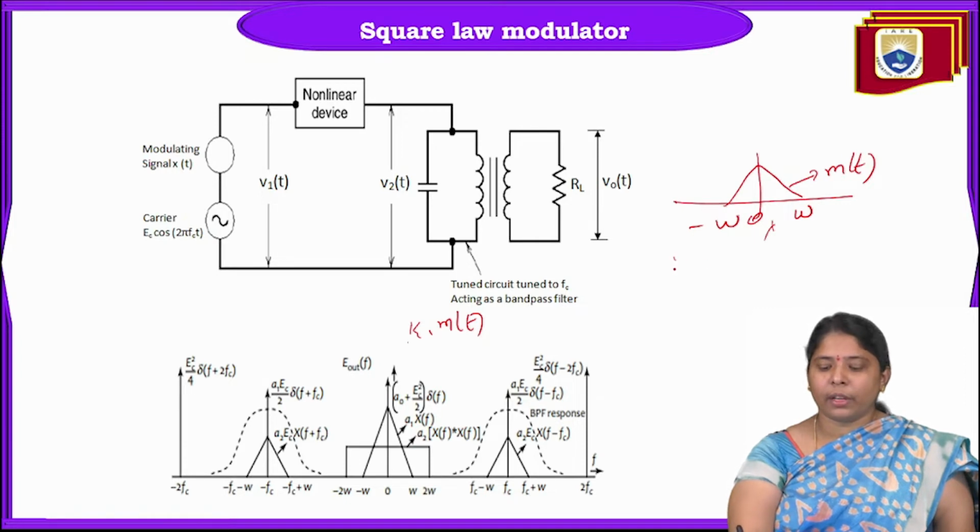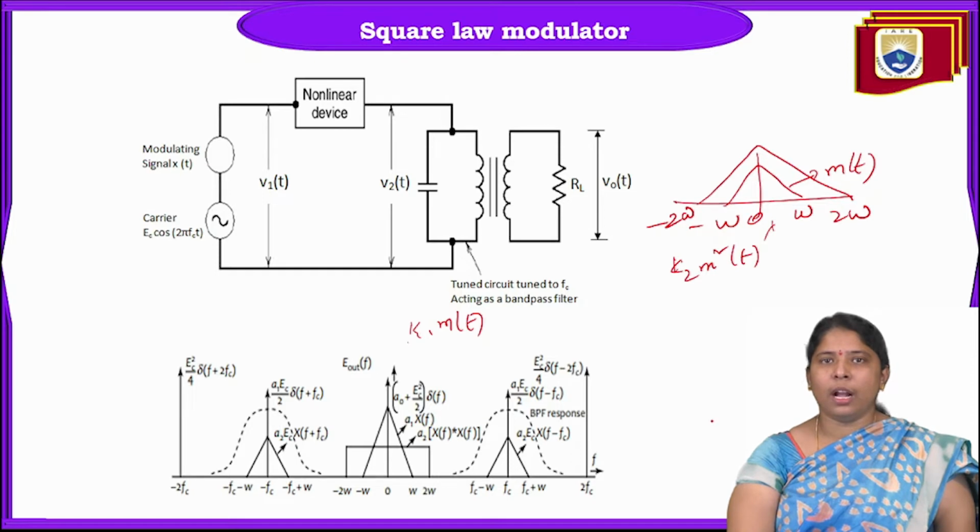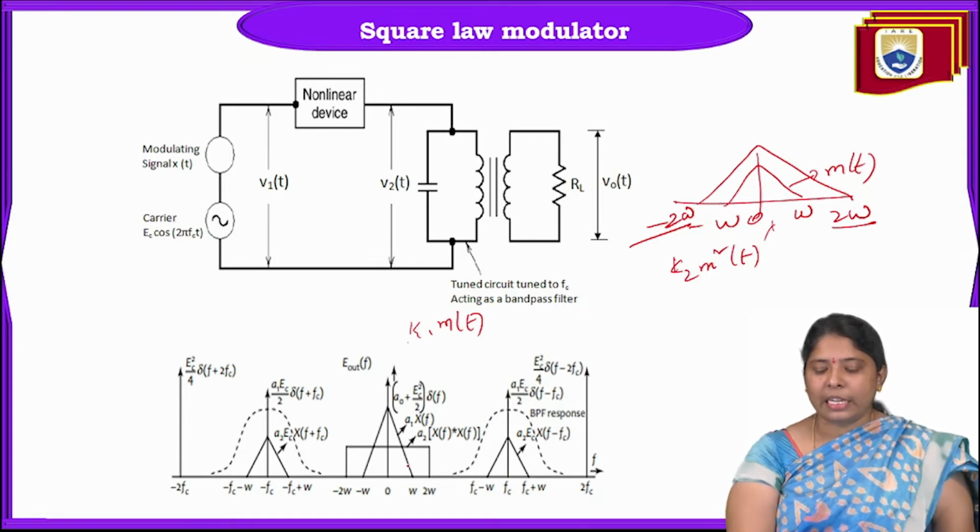Second term, K2 into M square of t. What is M square of t? If we apply the M square term, it contains 2W and minus 2W as the frequencies. So 2W and minus 2W are also lower frequencies only, so the band pass filter is going to reject them.